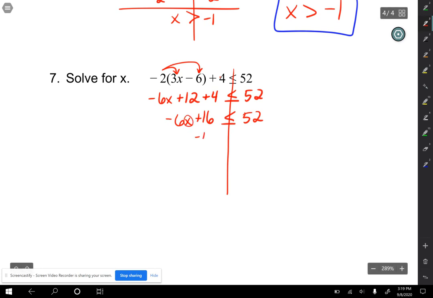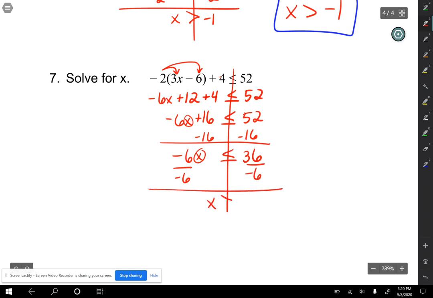Now I can solve for x by subtracting 16 from both sides. Negative 6x is less than or equal to 36. Divide by negative 6 to get x by itself. X is greater than or equal to negative 6. Notice that I went from a less than or equal to sign to a greater than or equal to sign because I divided by a negative 6 here. When you divide by a negative number, you should switch the sign.